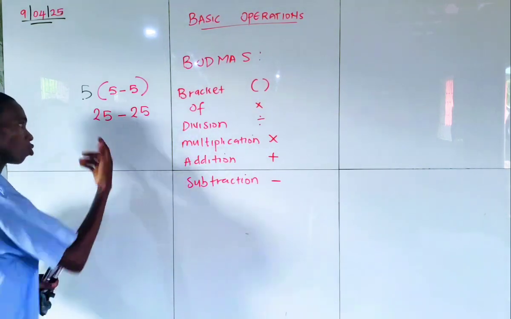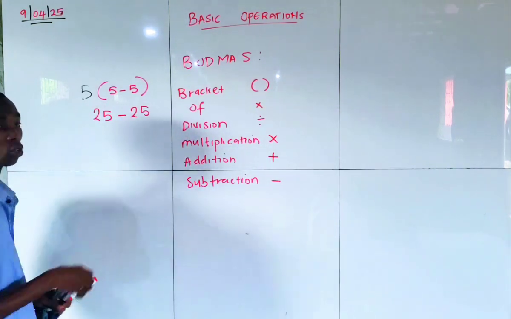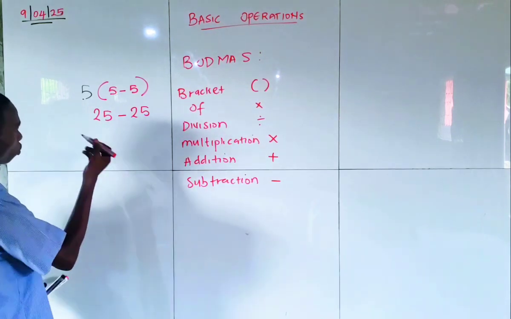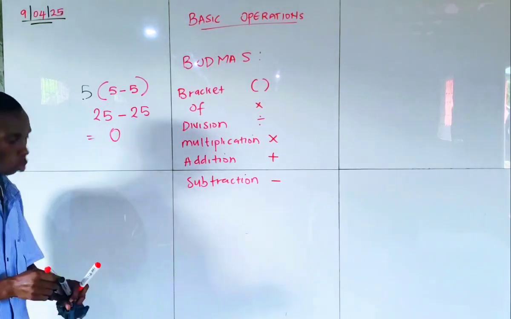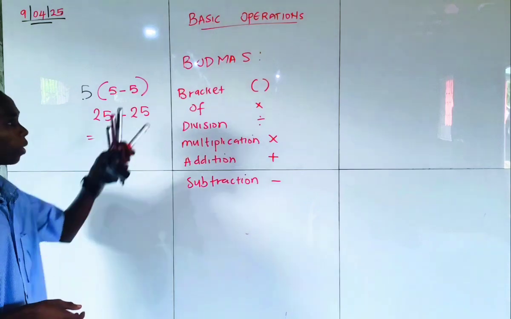And then you substitute for this and you get your answer. 25 minus 25 is just giving us what? Just 0. There's nothing there again. So that is how to solve for the parentheses.